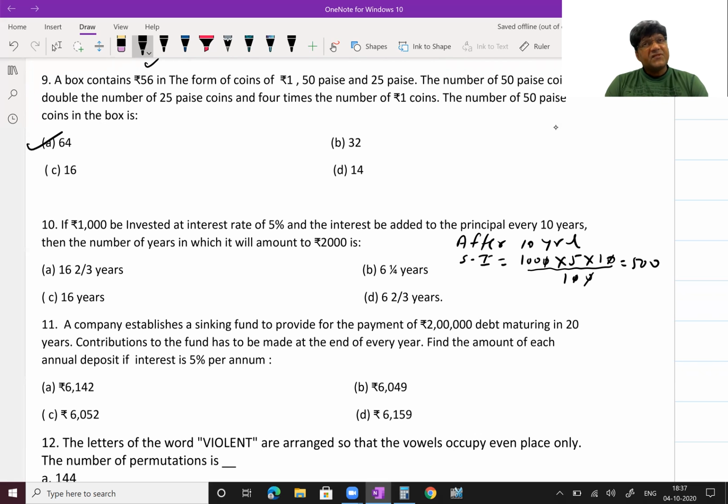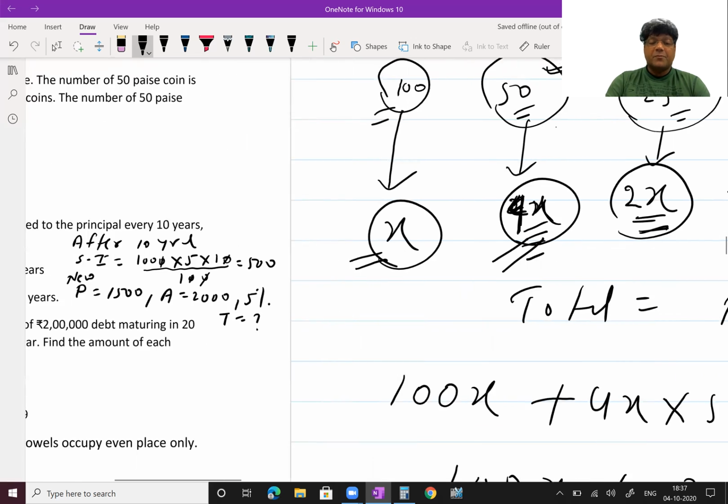The question is saying add that interest now to the principal. Your principal is how much? 1,000. So if you add, how much will it be? 1,500. So your new principal for the calculation became 1,500. And the question is saying now your amount is 2,000. They are asking in how many years the amount will be 2,000. So amount is equal to 2000. Clear? And rate obviously is the same, 5%. T is being asked.